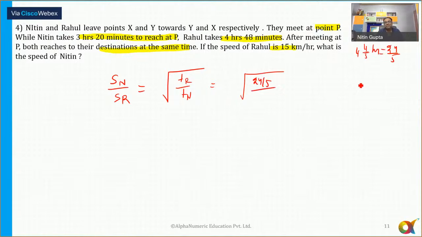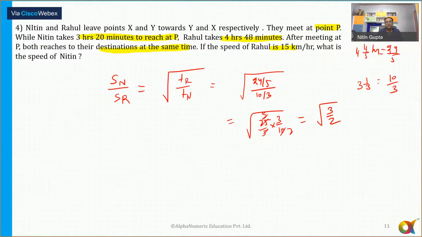And time taken by Nitin is 3 hours and 20 minutes. So 20 minutes is equal to 1 by 3 hours. So 3 1 by 3, that is equal to 10 by 3. So I can say here this is 10 by 3. So this will be equal to 24 by 5 into 3 by 10. Okay, so 5 5s are 25, 5 2s are 10. So this is equal to root of 3 by 2.